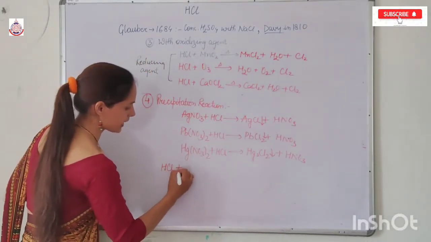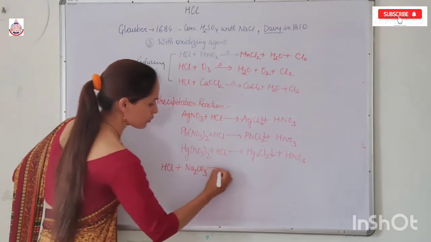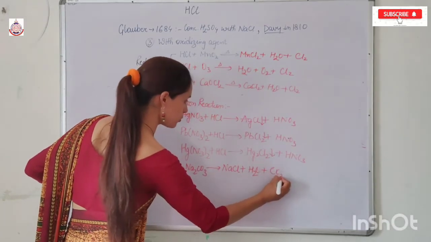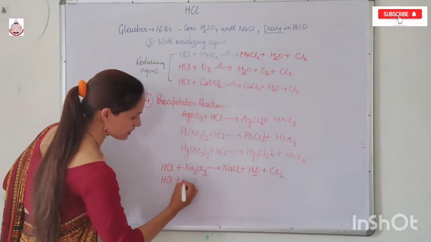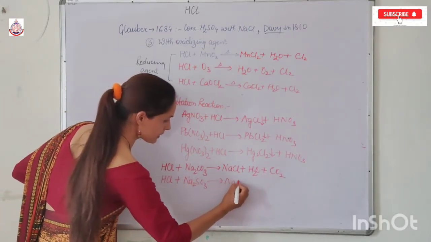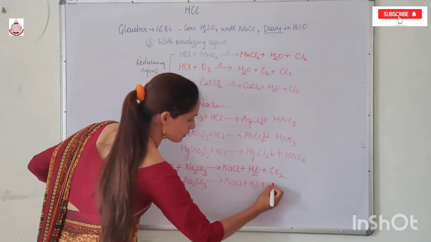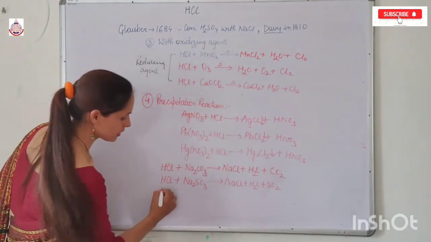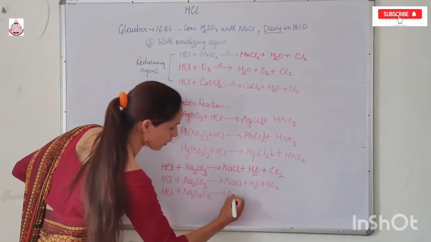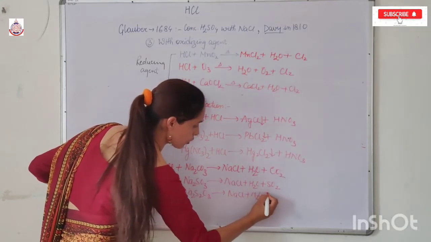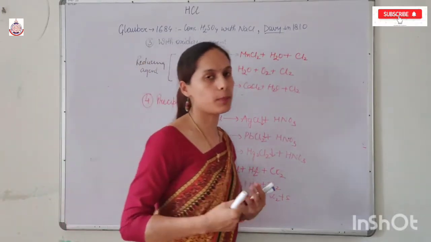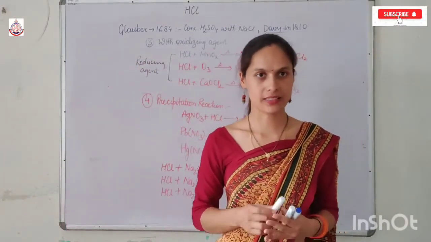Being acidic in nature, HCl reacts with Na2CO3 to form NaCl plus H2O plus CO2. It reacts with Na2SO3 to form NaCl plus H2O plus SO2. And it reacts with thiosulfates, that is Na2S2O3, to form NaCl plus H2O plus SO2 plus S. So these are the different chemical properties of hydrochloric acid.